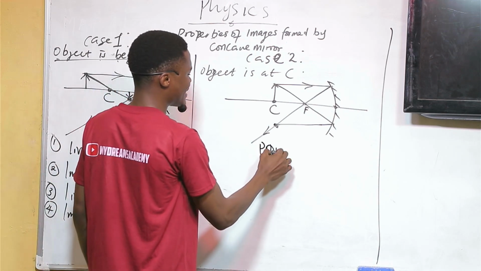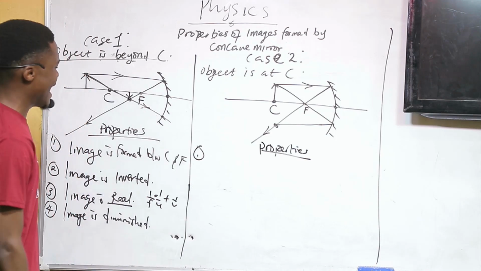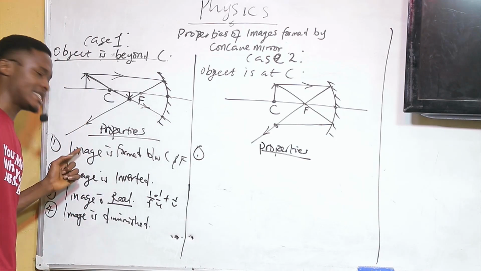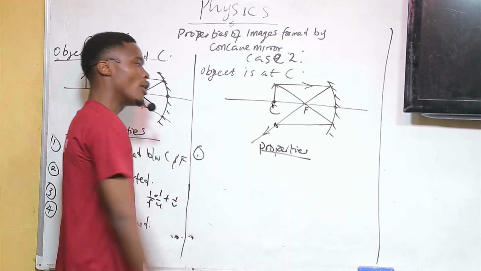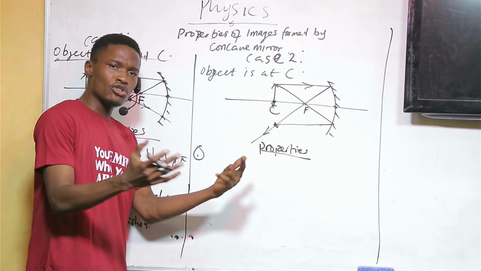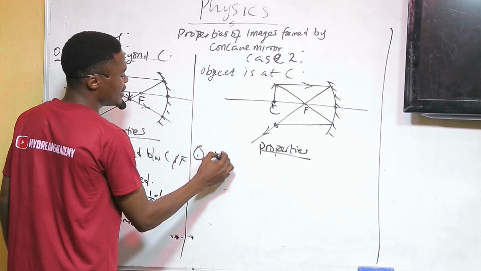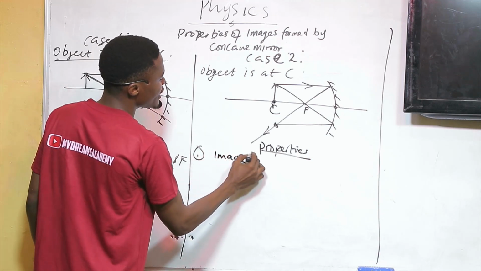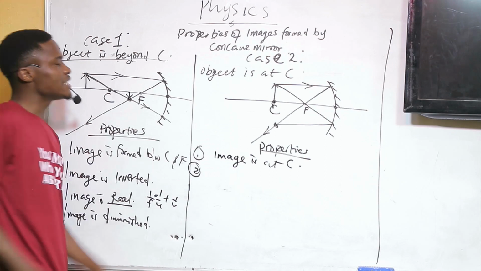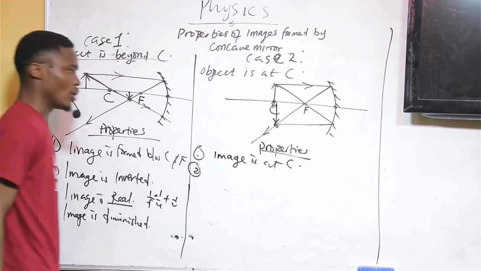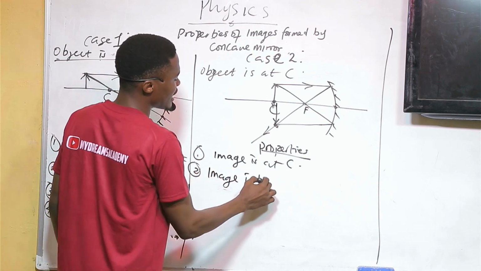So we are going to talk about the properties. The first property: where is the image formed here? It is formed at C, exactly. If I use rulers and draw to scale, you see that it will be formed at C. So the image is at C. Number 2, is our image inverted here? Yes, of course, the image is inverted. It is the other way around.